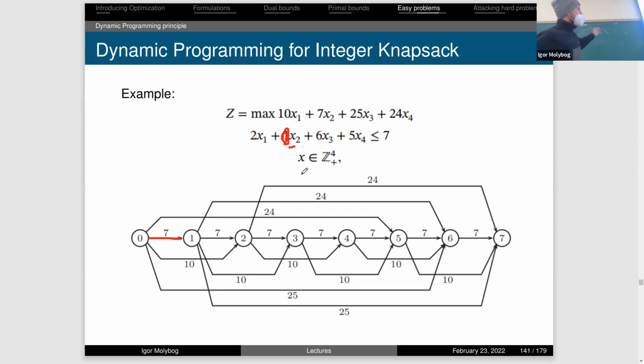We have arcs. The position of the arcs is determined by aj. The coefficients in the constraint and the weights of the arcs correspond to the cost of the corresponding j's, of the corresponding types of the items.